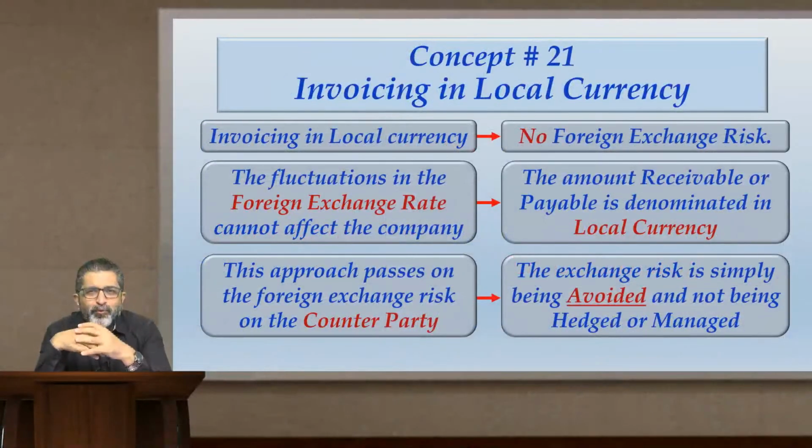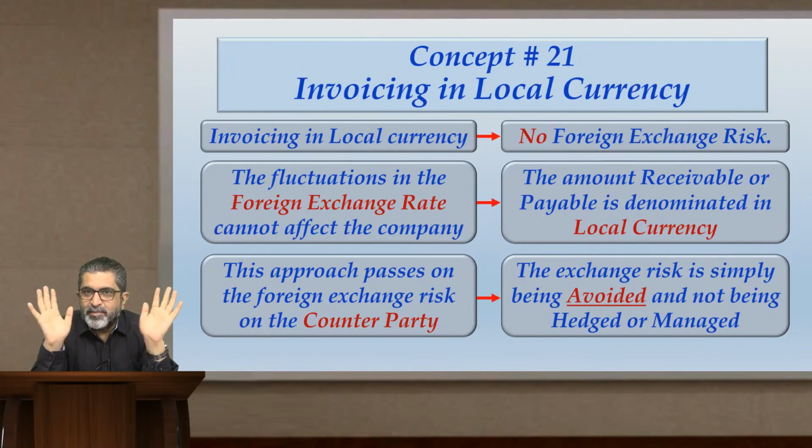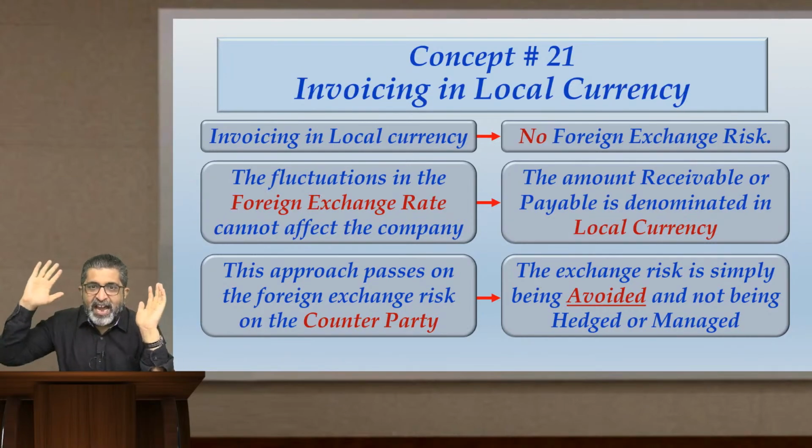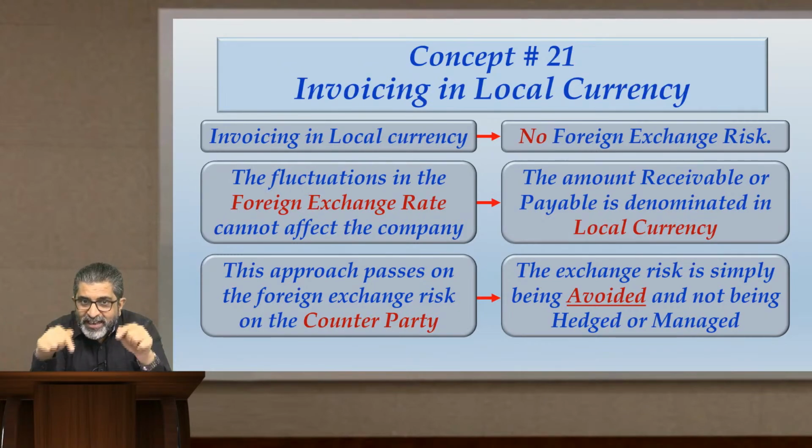Now see, when you start invoicing in local currency, you are not managing the risk, you are avoiding that risk. Risk cannot be eliminated, correct? Risk cannot be eliminated. If risk is there and you say I will not take risk, the counterparty will be involved in taking that risk. Counterparty could be your customer.